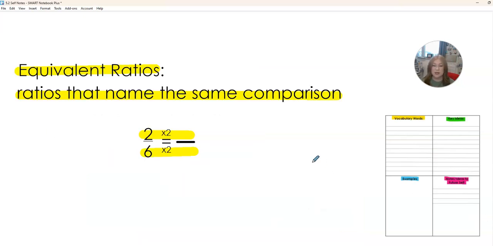So our first type of ratio we're going to talk about is an equivalent ratio. It's just a ratio that names the same comparison. They are equal to each other, even though the numbers may not be the same. When we break it down, they have the same amount. So if we have 2/6, if I double both of those, double 2 is 4, and double 6 is 12. So 2/6 and 4/12 are equivalent ratios. They mean the same thing.